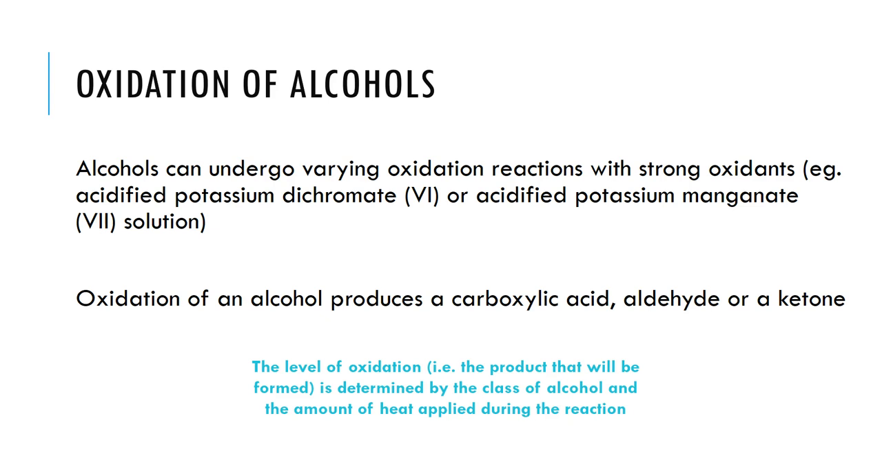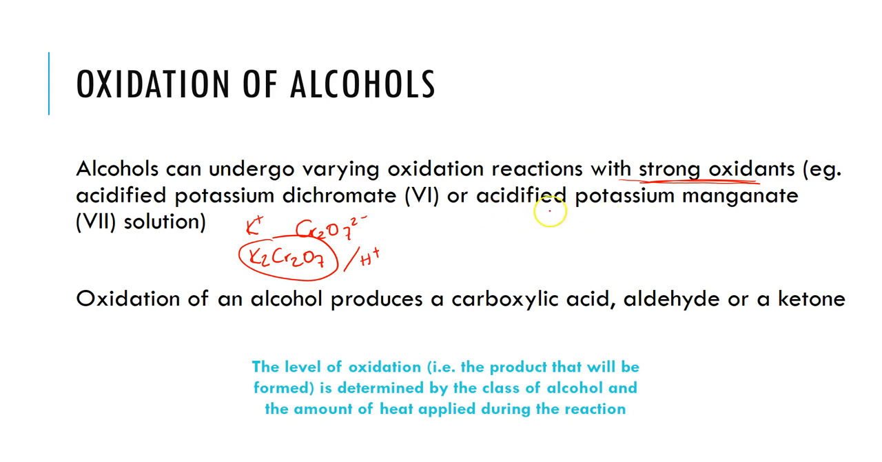So they will undergo these reactions only in the presence of strong oxidants, and these are the two that you need to know. Your acidified potassium dichromate, so if you remember, dichromate was an anion of Cr2O7 2-. Potassium is a +1 cation, so potassium dichromate is K2Cr2O7. Okay, so this is the oxidizing agent, and it needs to be in the presence of H+.